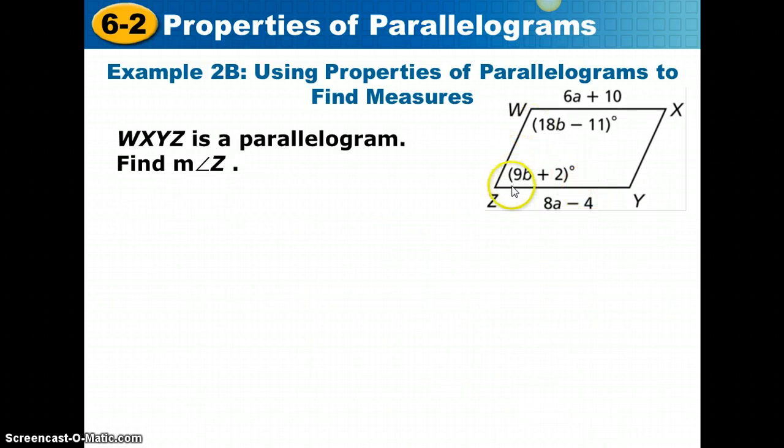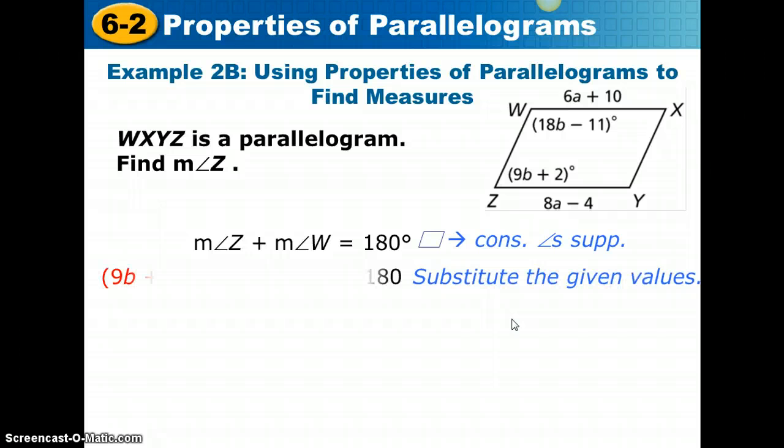On part B, you're asked to find the measure of angle Z. Well, the measure of angle Z and the measure of angle W should add up to 180 degrees because in a parallelogram, consecutive angles are supplementary. So if I substitute those values in, I get this equation. If I can solve this equation for B and plug B back in for the measure of angle Z, 9B plus 2, I should be able to get that angle measure. Why don't you take a few minutes, pause the video to work this out, and then we will check our answers together.